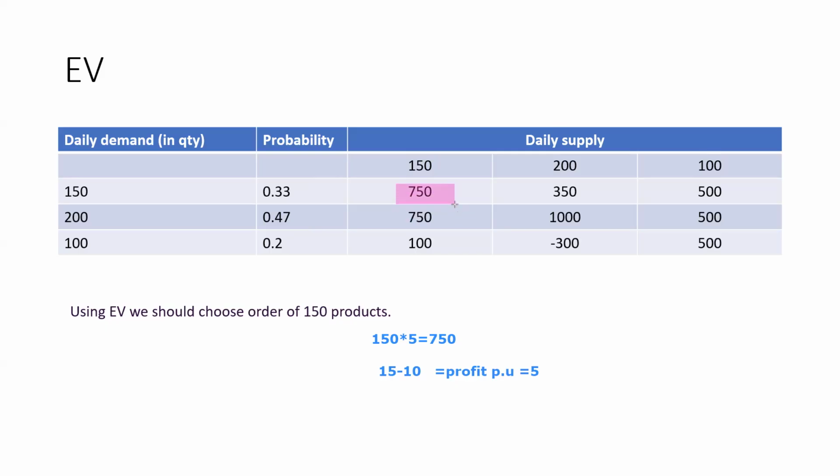Now create the table and calculate this value. Now I'm going to do the same for 200 as well. Right? So if we buy 200 and if we are selling 200, there is no leftover. Is it clear?